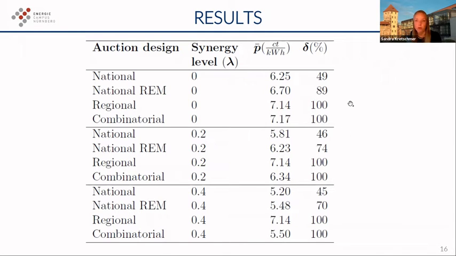As synergies increase, however, so if we move from 0 to 0.2 and from 0.2 to 0.4, the difference in the average feed-in premiums decreases, so that, for example, for a synergy level of 0.4, as you can see here, the combinatorial auction design almost has the same feed-in premium, or the same price in a way, as the current status quo, so the national REM, while implementing 100% the system optimal capacity allocation.